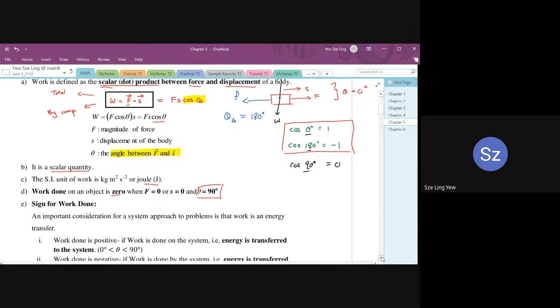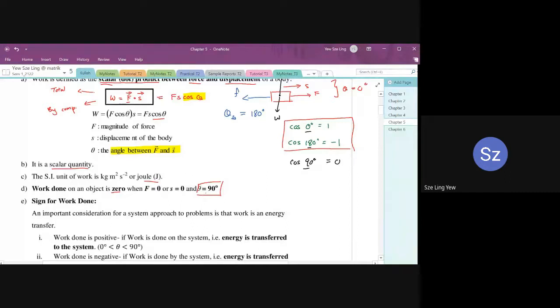So if the object is not moving, of course there's no work done, okay? And then if the object has a net force equal to 0, then there's no work done as well, right? So theta is equal to 90 degrees.